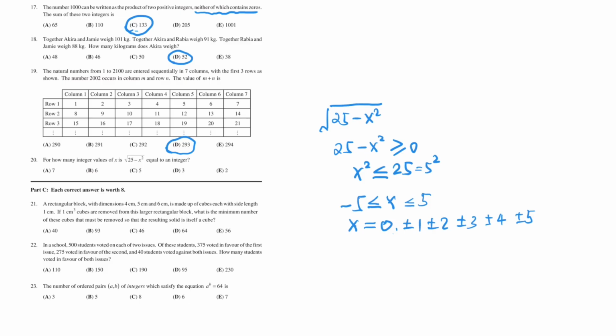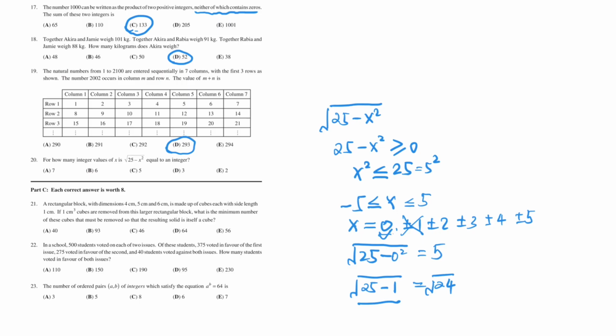Because they said the square root must be an integer, plug in 0: 25 minus 0 squared is still 25, and the square root is 5. So 0 works. Now plug in positive 1: 25 minus 1 squared is 24, which is not a square number, so 1 does not work.